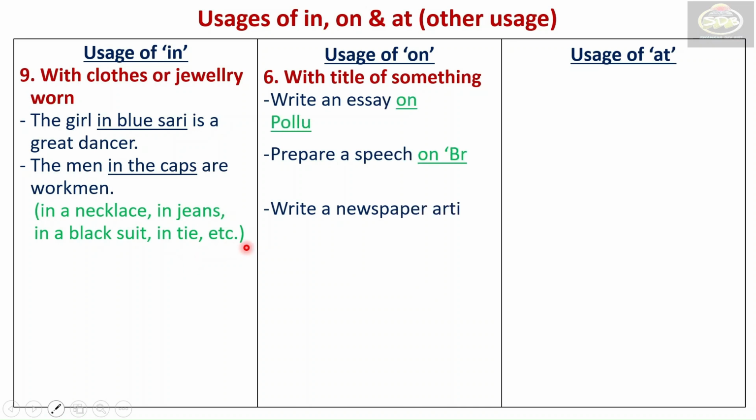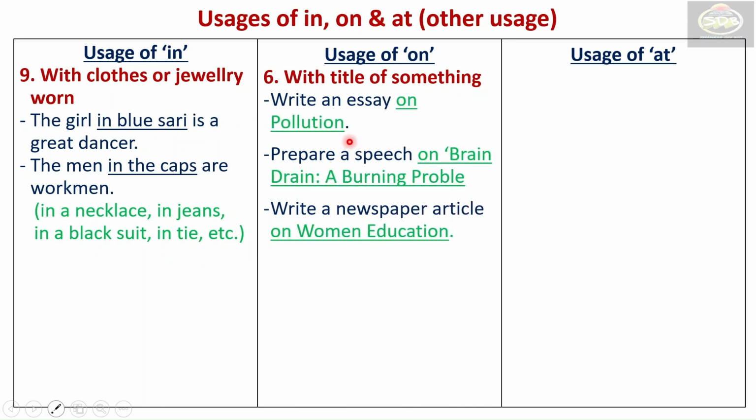Next one, with title or topic or heading of something we use on. Example: write an essay on pollution. Prepare a speech on brain drain, a burning problem. Write a newspaper article on women education. The beginning letter is capital. There may be single inverted commas as well.